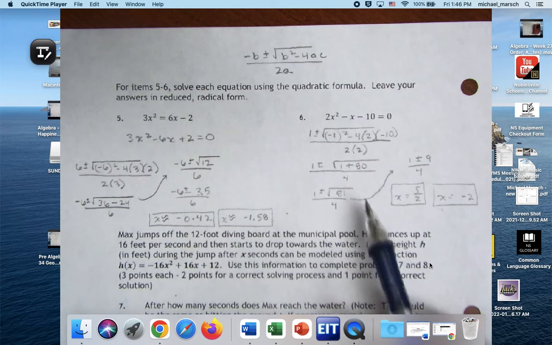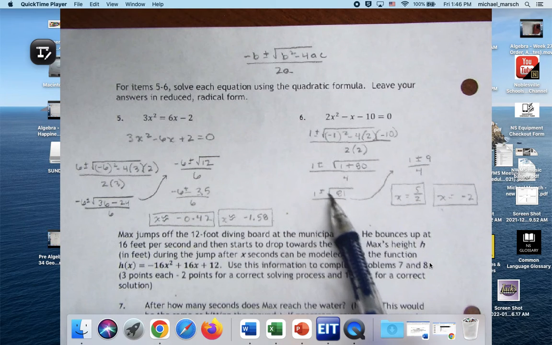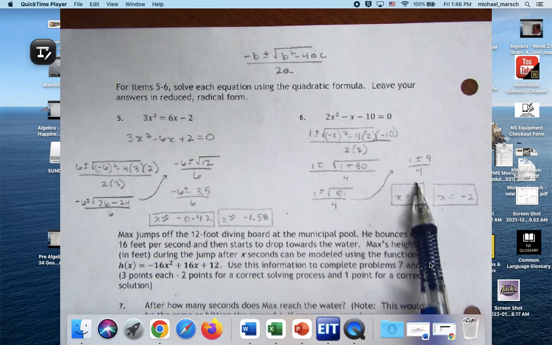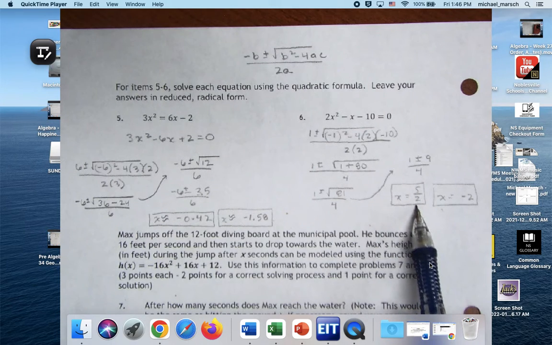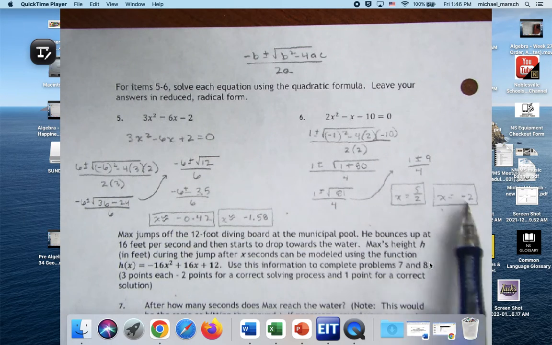So then number 6, again, quadratic formula. This time you do get square root of 81, so that's nice because that's just plus or minus 9. So then 1 plus 9 is 10. Over 4, I simplify to 5 over 2. 1 minus 9 is negative 8. Negative 8 divided by 4 is negative 2.